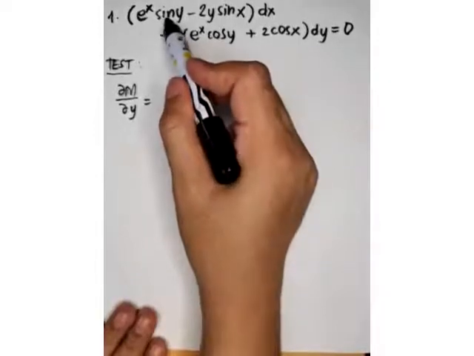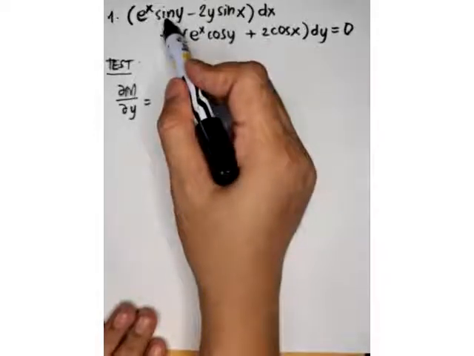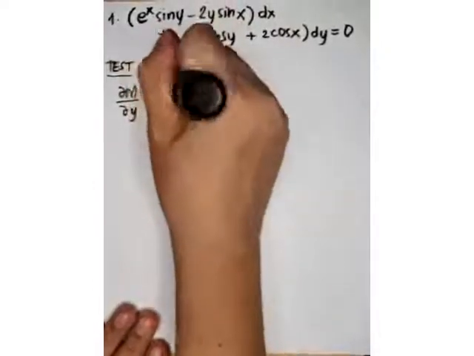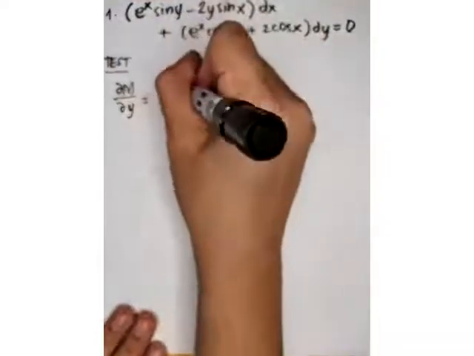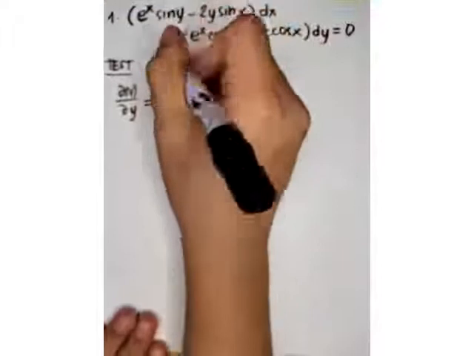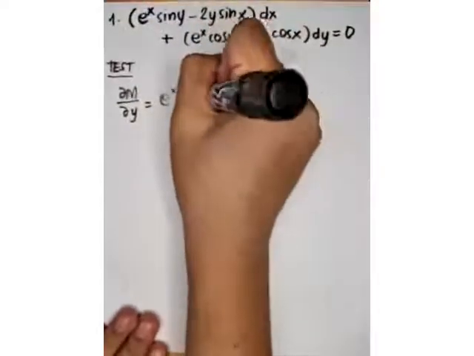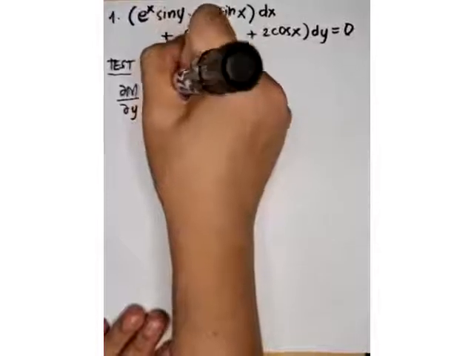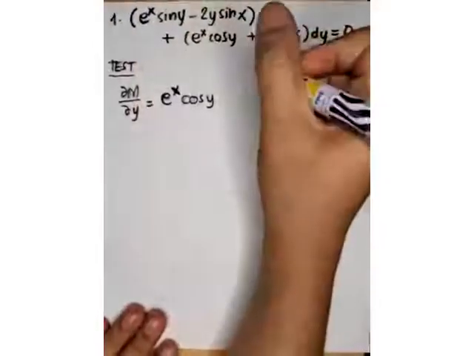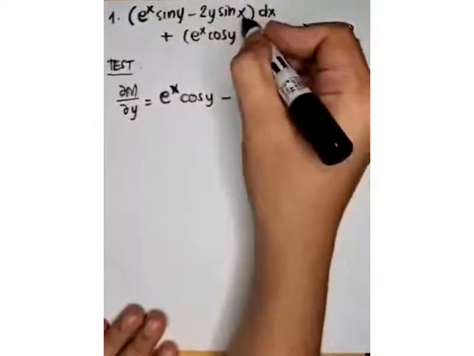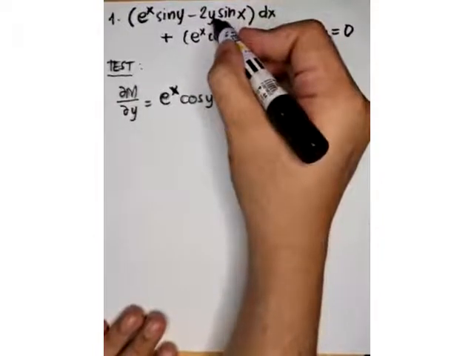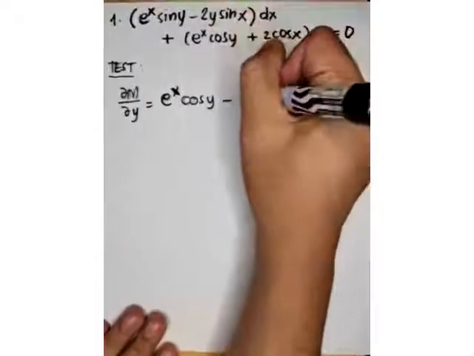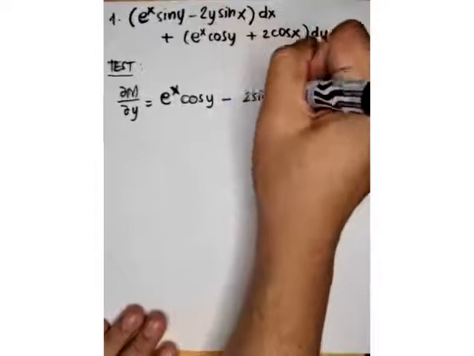So therefore, e^x is constant. Ito lang i-derive natin. So that will be equal to e^x, the derivative of sine, it's cosine y, minus, sin x is a constant and the derivative of 2y with respect to y is 1. So that will be 2 sin x.